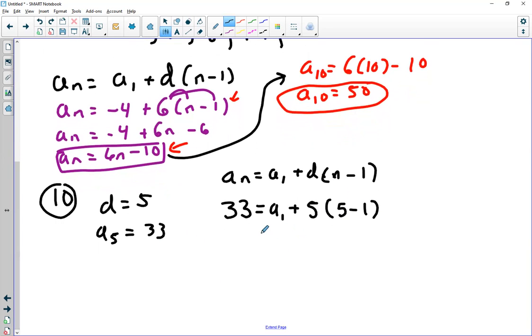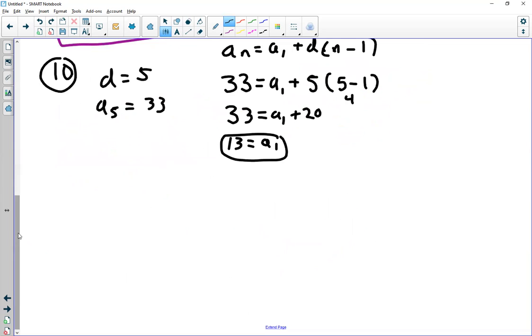Is it decimal? It shouldn't be, right? You're not dividing, so no, it shouldn't be a decimal. 5 minus 1 is 4, and then 4 times 5 is 20. Subtract 20 on both sides. Let me extend and then move it up here.